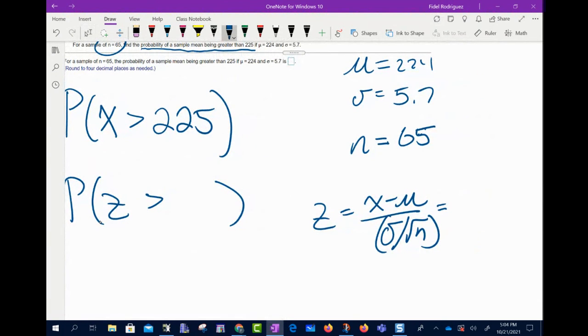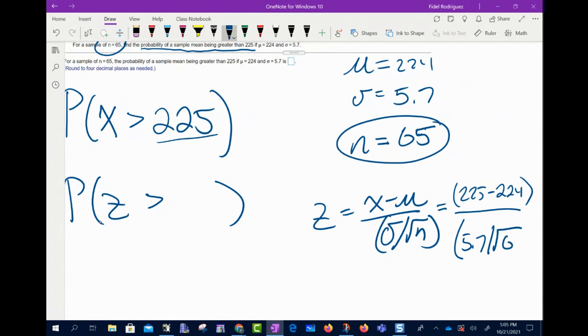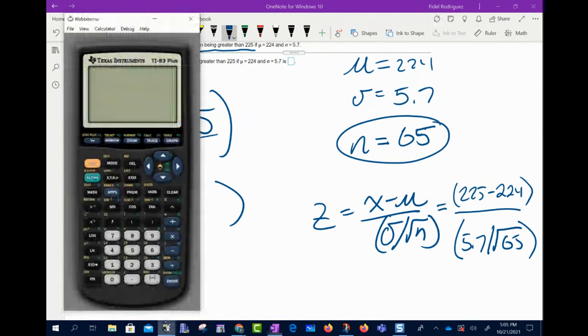So look what we're going to do. We're going to take our x value, which was 225. Remember, I'm going to do this in parentheses: 225 minus 224, divided by our sigma, which was 5.7, divided by the square root of n. The way I wrote it here with my parentheses is exactly the same way I'm going to write it in my calculator. So let me turn this on and clear all this out.